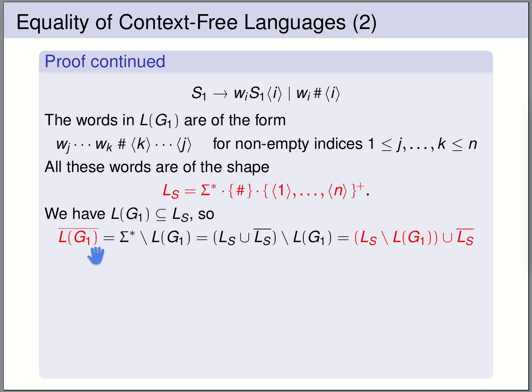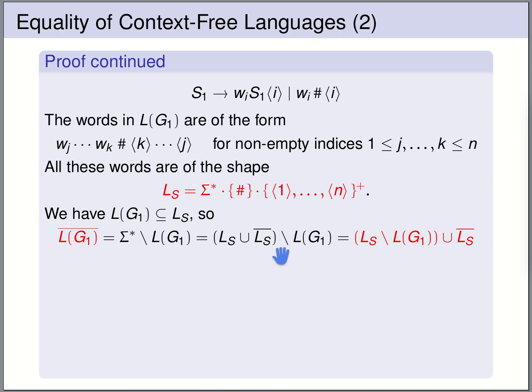So now let's reason about the complement of the language of G1. The complement of the language of G1, just by definition of the complement, is all words over sigma minus the language of G1. Now, sigma star we can rewrite in a different way. We can write sigma star as the union of the language Ls with the complement of Ls. If we take any language, union its complement, it will give us all words over sigma. So this is equal to this expression.